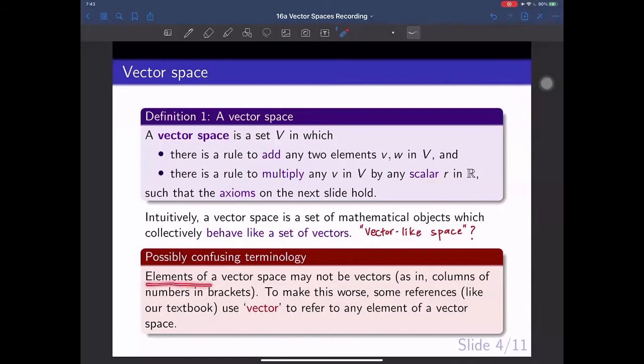Elements of a vector space may not be vectors, as in columns of numbers in brackets. We will see that they can be things like polynomials or real valued functions or matrices that are not vectors. To make this worse, some references, like our textbook, use the word vector to refer to any element of a vector space, even when working with an object that is not a vector, as in a column of numbers in brackets. So just beware that some textbooks will do this. To avoid confusion, I will reserve the word vector to only mean columns of numbers in brackets.